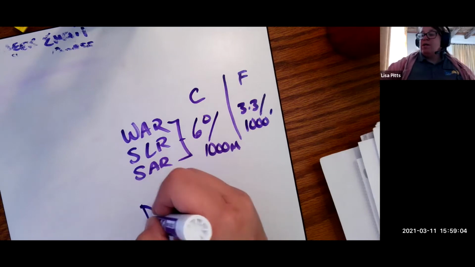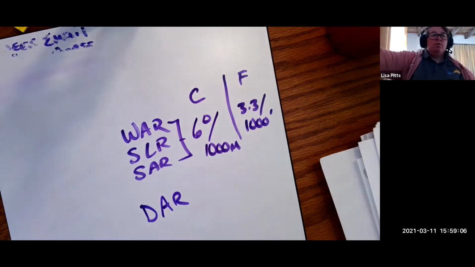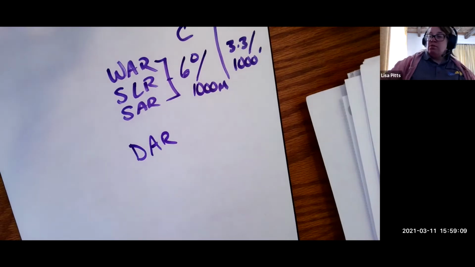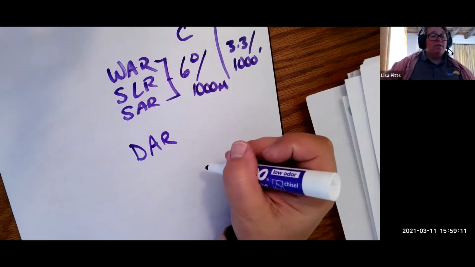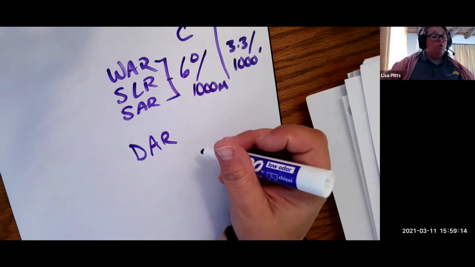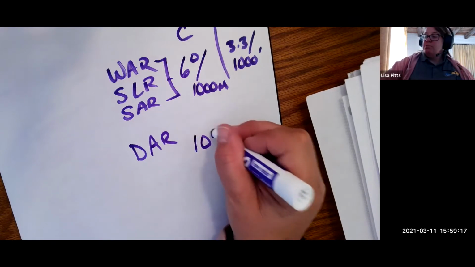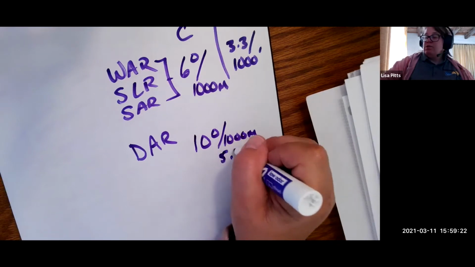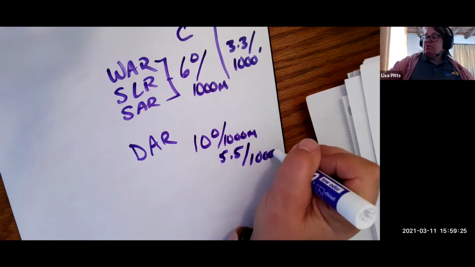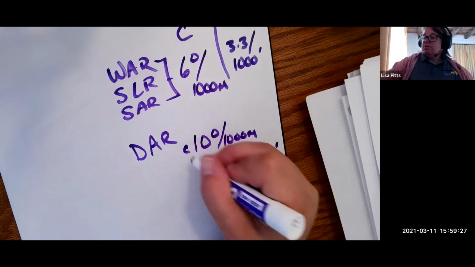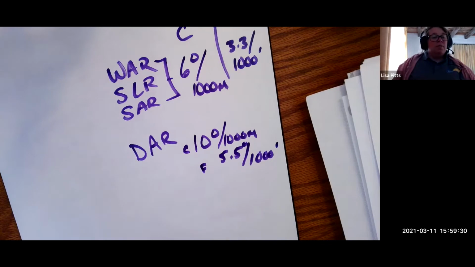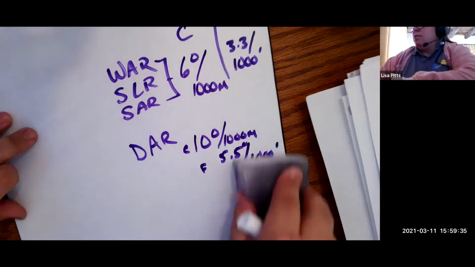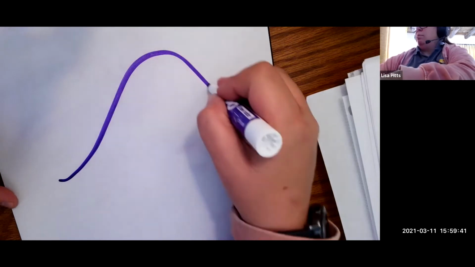And then there's the dry adiabatic rate. And dry air is going to warm or cool faster. So it goes at 10 degrees per 1,000 meters, or 5.5 degrees per 1,000 feet. This isn't Celsius, this is Fahrenheit. But they will give you the lapse rate. And basically what they're asking you to do is calculate the temperature. And so we'll just do a little practice problem.